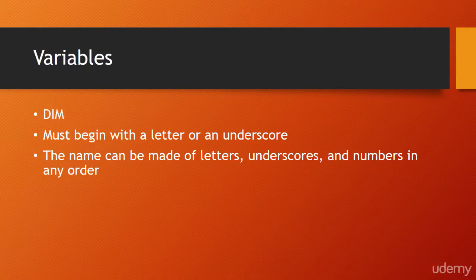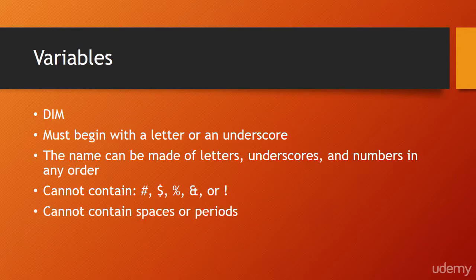All right, so after you type in dim, your variable has to have a name. So there are some rules that you need to follow when you are naming your variables. First, your variable has to either start with a letter or an underscore. But after that, you can use letters, underscores, and numbers, and it can be in any order at all. The thing is that it cannot contain any special characters like the pound sign or dollar signs or exclamation points. And don't put any spaces in there. No spaces and no periods.